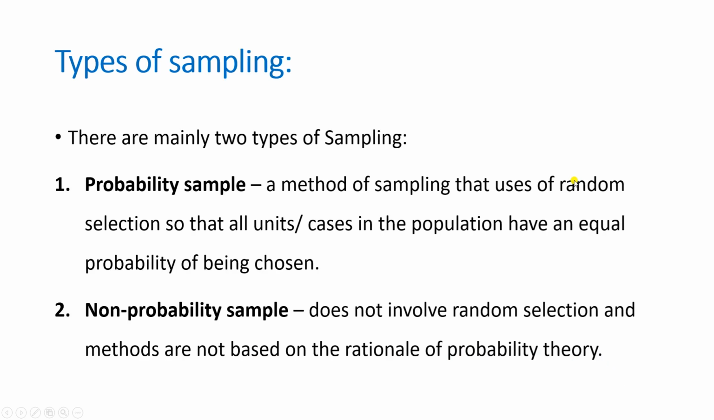Now, what are the different types of sampling? There are mainly two types of sampling. One is probability sample, another is non-probability sample or sampling method, whatever. Probability sample is a method of sampling that uses random selection so that all units or cases in the population have an equal probability of being chosen.